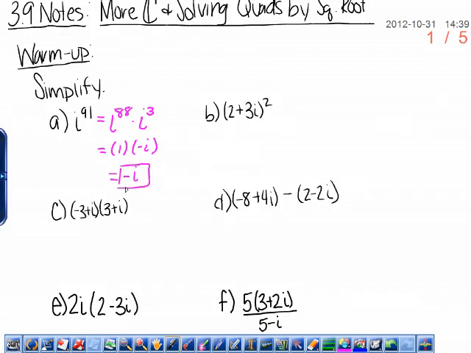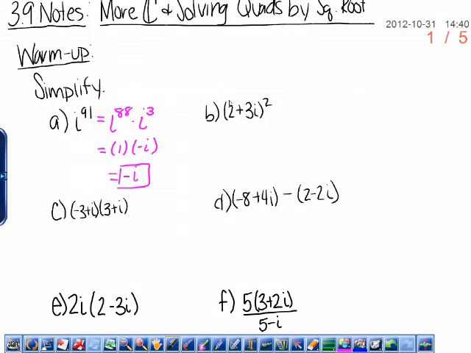Questions on that one? Yep. I thought it was i and 3. When you did it before, you added. No, it's multiplied. This is i to the 88th times i cubed, because that's why we can add those exponents to get 91. Do we have to do all that, or can we just memorize the pattern? You can do it here.